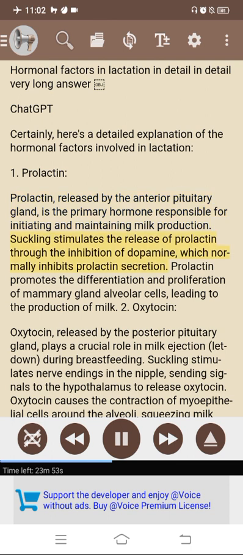Suckling stimulates the release of prolactin through the inhibition of dopamine, which normally inhibits prolactin secretion. Prolactin promotes the differentiation and proliferation of mammary gland alveolar cells, leading to the production of milk. 2. Oxytocin. Oxytocin, released by the posterior pituitary gland, plays a crucial role in milk ejection letdown during breastfeeding.